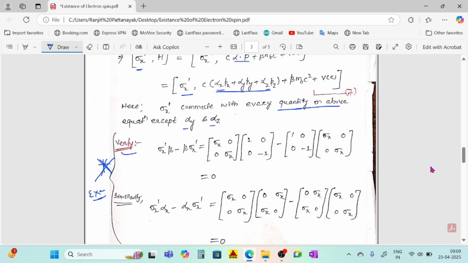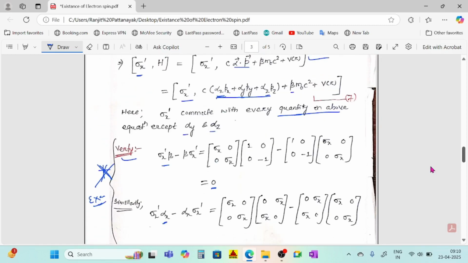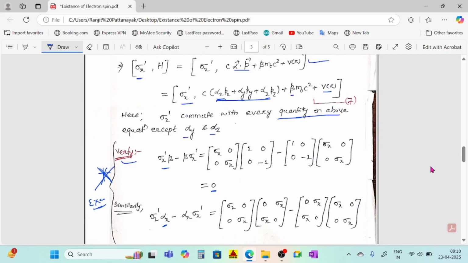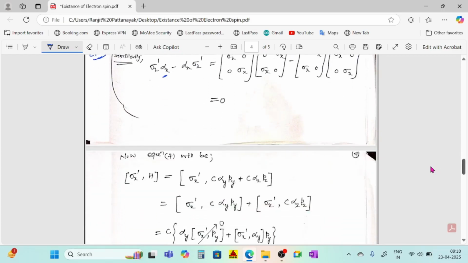So the commutation of sigma dash x dash with beta here will be equal to 0. Sigma x dash alpha x, if I consider, will also be equal to 0. And V_r also, because V_r is one type of constant, so obviously it will be 0. But with alpha y and alpha z, these terms will not commute. So what will the value be, that we have to find out.